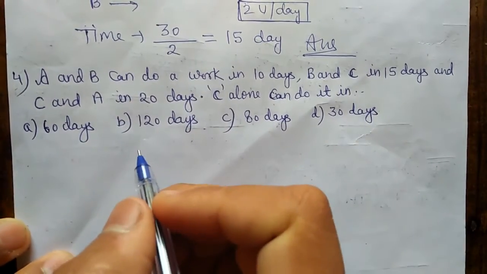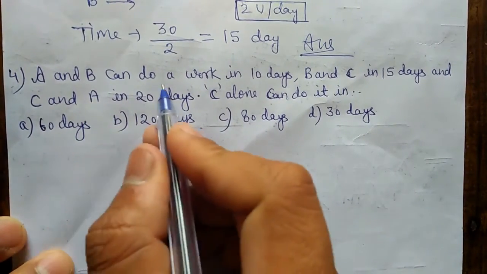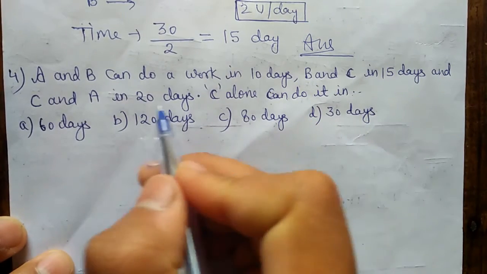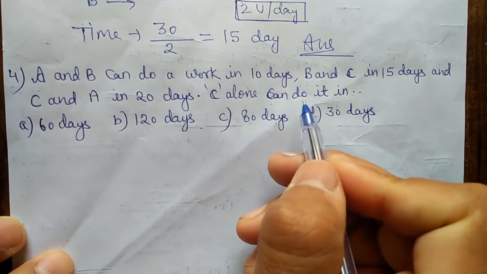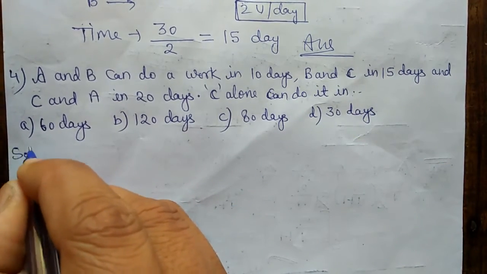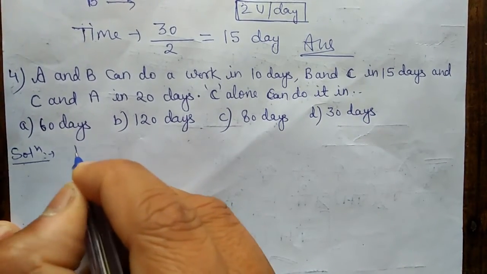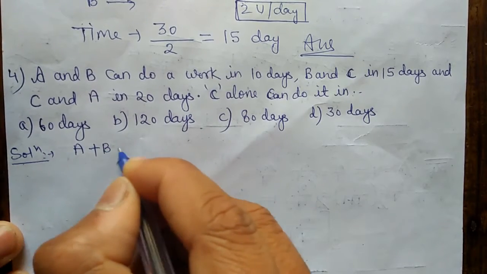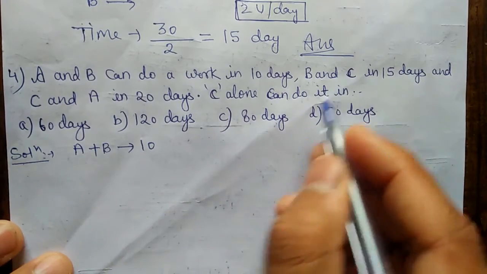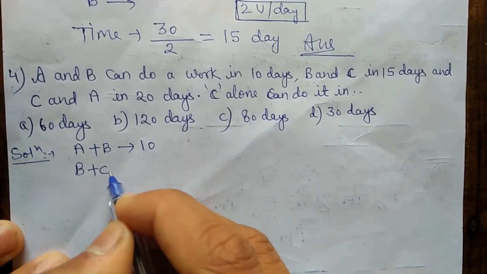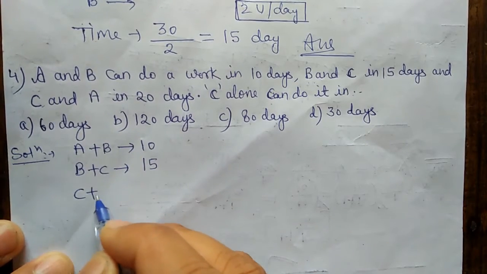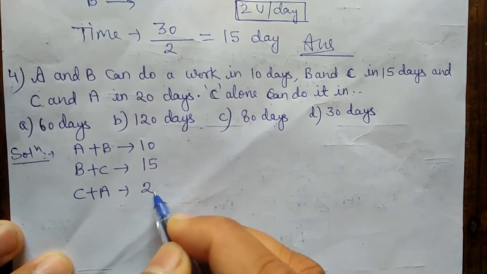The next question is given. A and B can do a work in 10 days, B and C in 15 days, and C and A in 20 days. We have to find in how many days C alone will complete it. Again, the same approach. What is given? A and B together are taking 10 days, and B and C together 15 days. C and A together are taking 20 days.